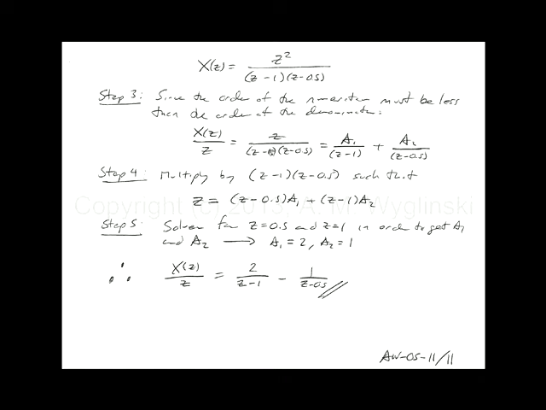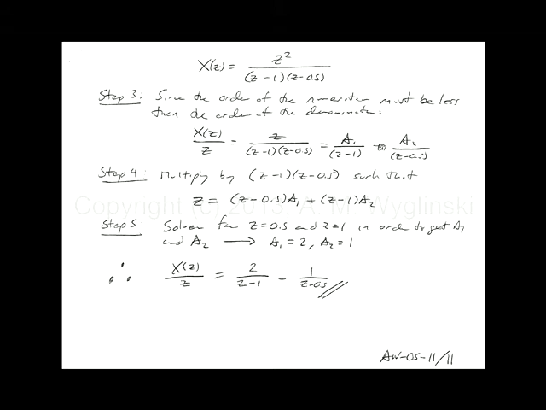So now we have z over z to the minus 1 and z to the minus 0.5. What we're doing is a little trick: we multiply both sides by z to the minus 1 times z to the minus 0.5, and that gives us this expression here. You might say, okay, cool, why is that? So we now have both sides.